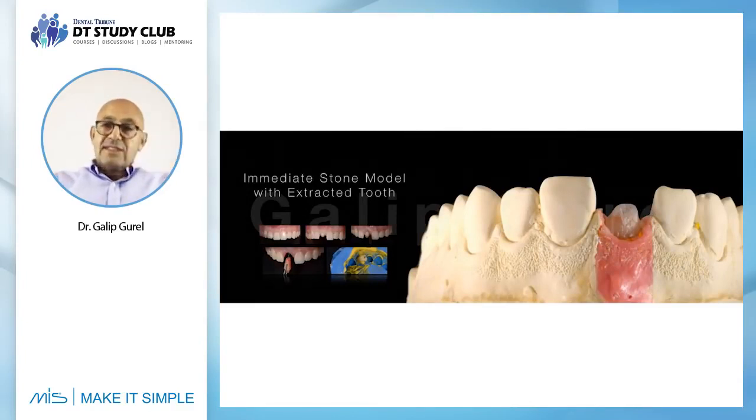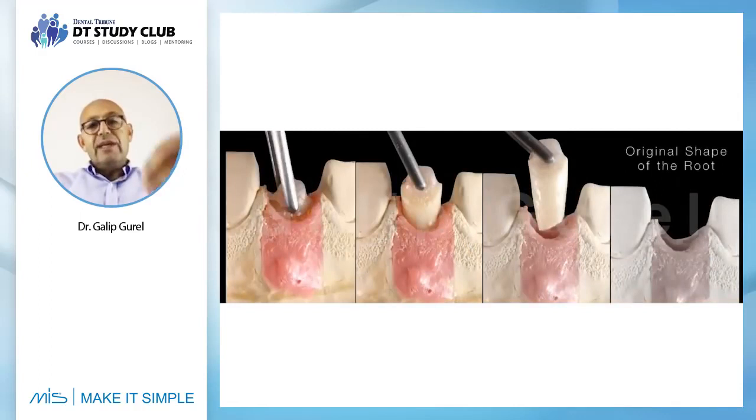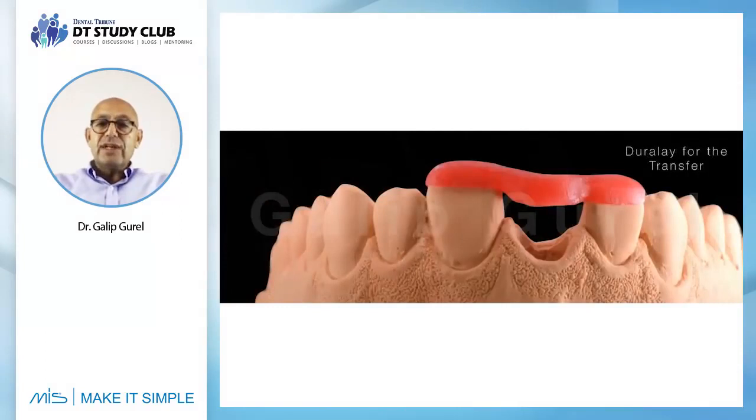So what this gives me is that when we re-extract it from the model and create this pink, it will help us big time when we're designing our final restoration in the laboratory. This is mimicking exactly what we had in the mouth when this tooth with this root existed. So this is the original shape of the root, and we're transferring this into the model.